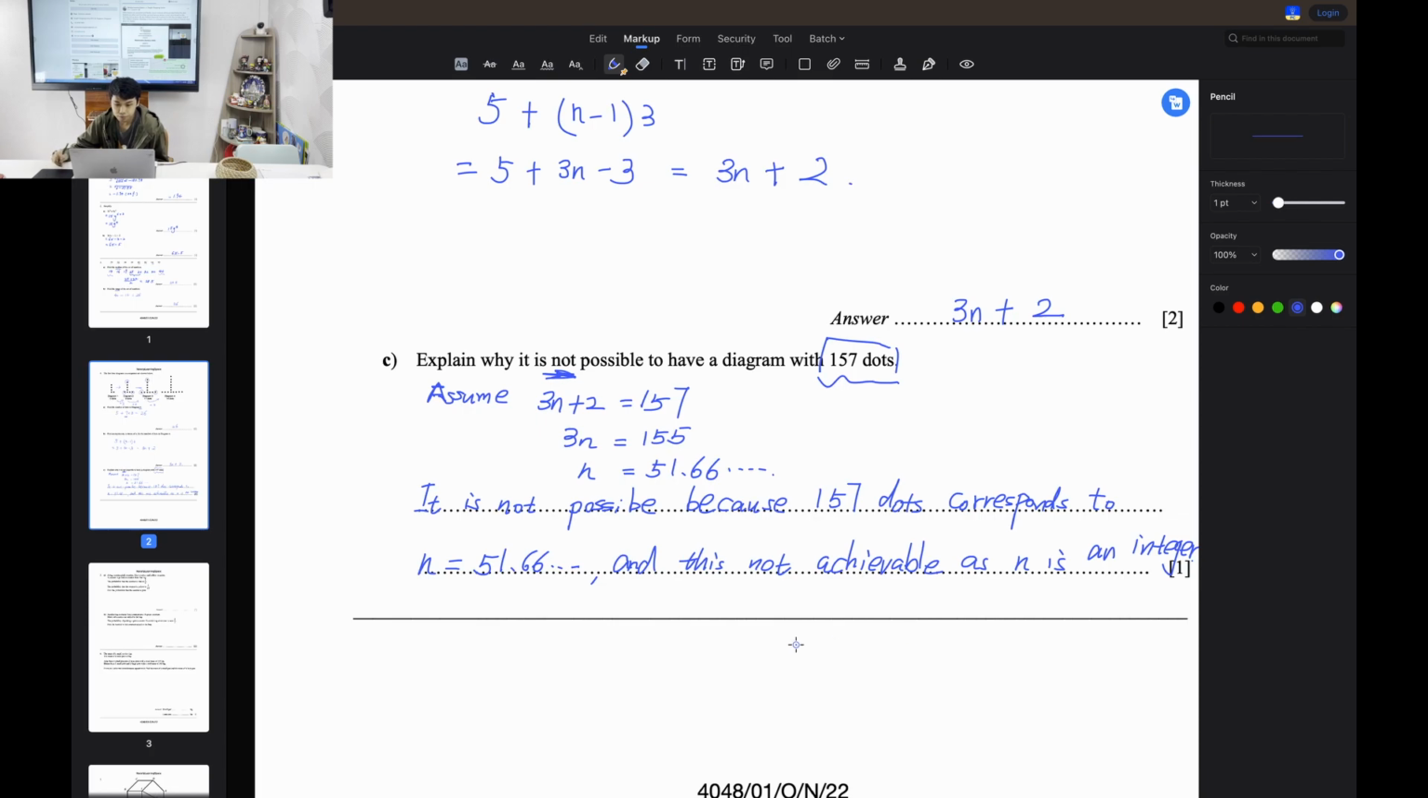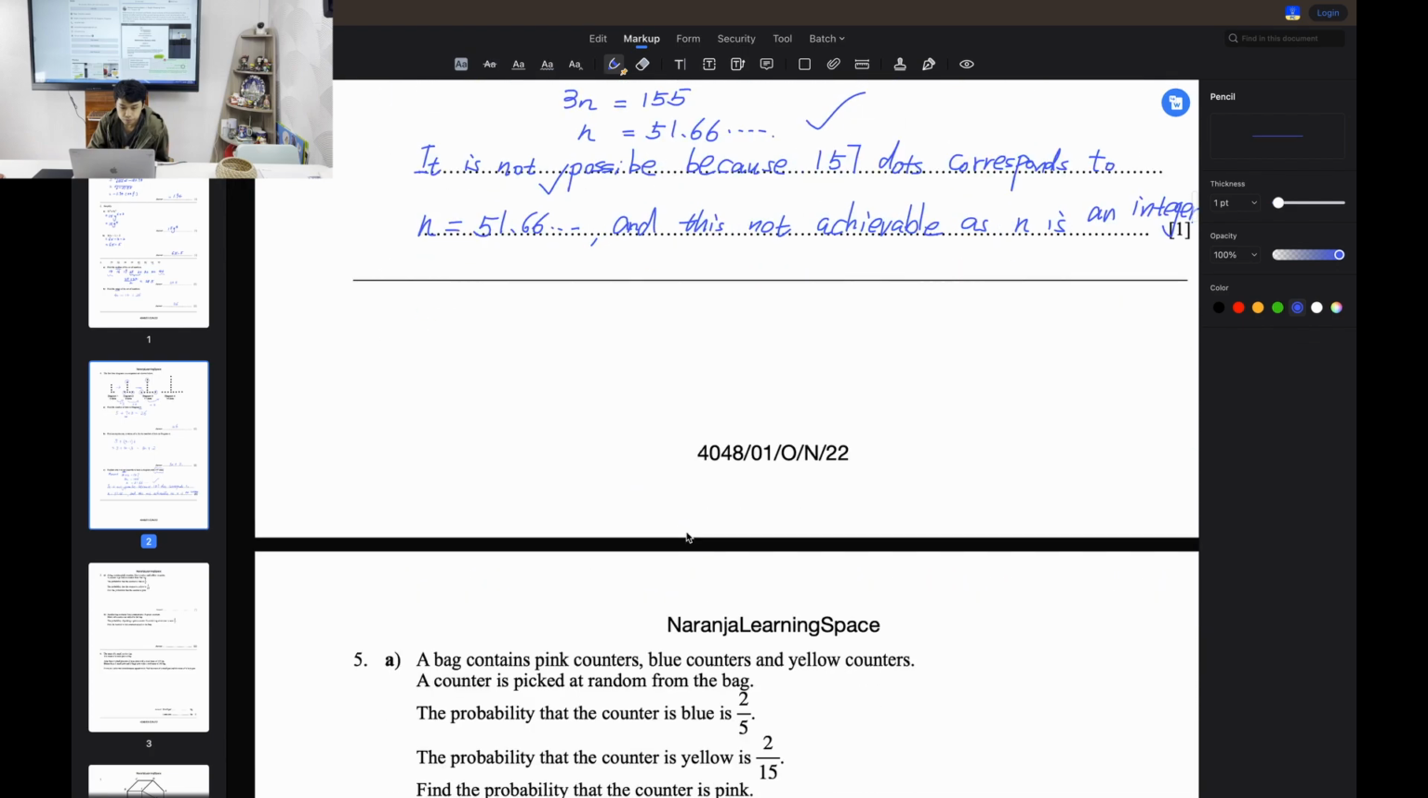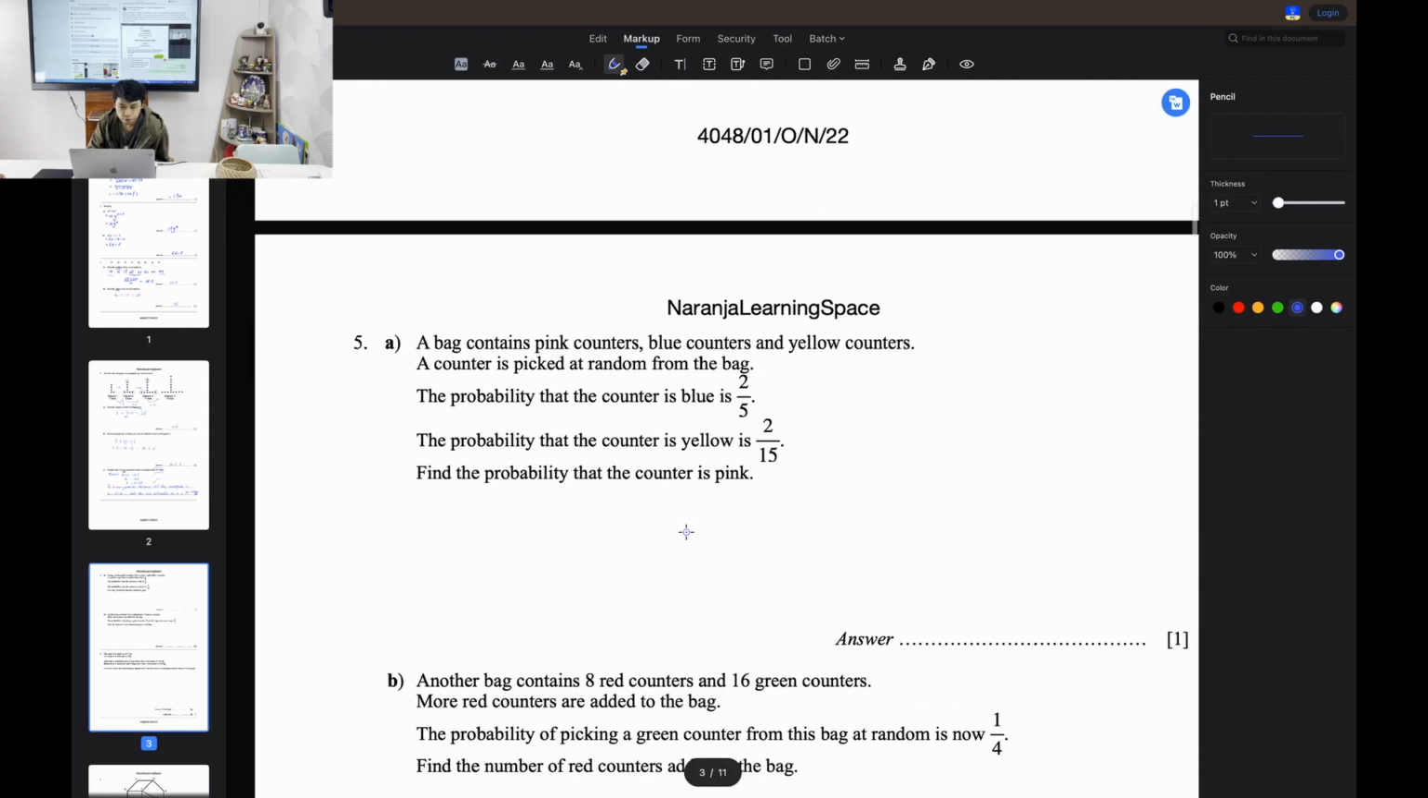Something along this line should be fine. It's just 1 mark. My guess is as long as you have shown this part and you have explained it's not possible, then you are fine. It's a 1 mark question. Okay, let's go on to question 5.